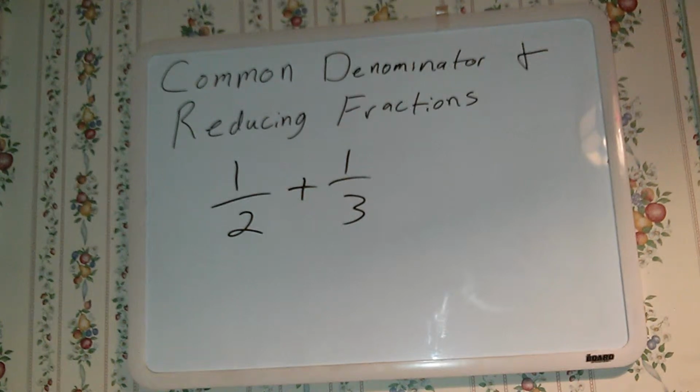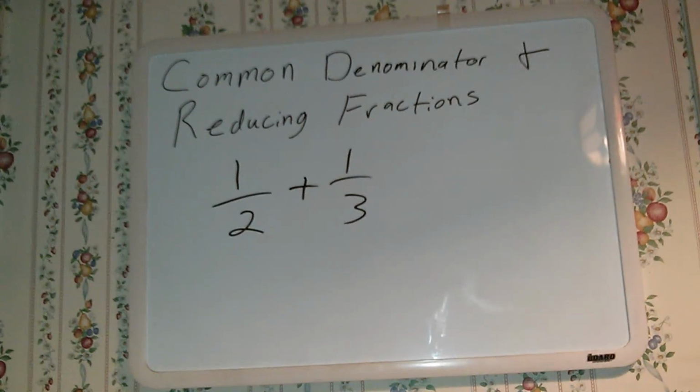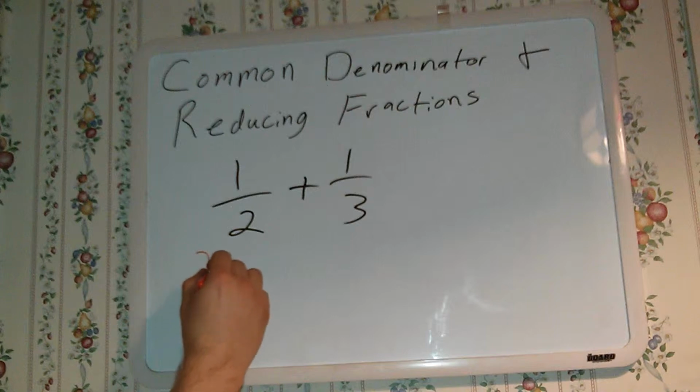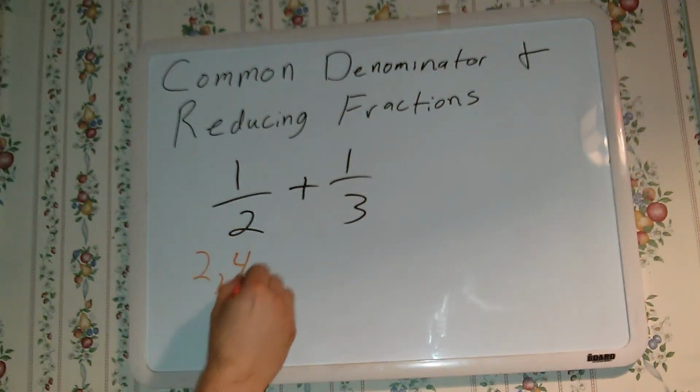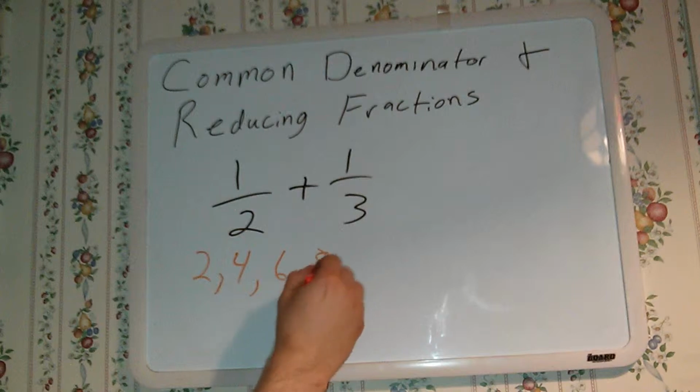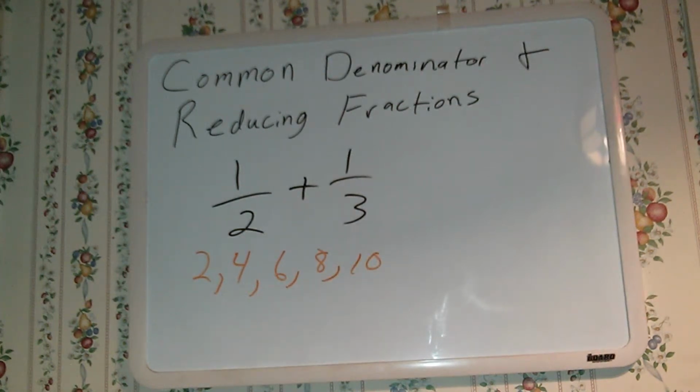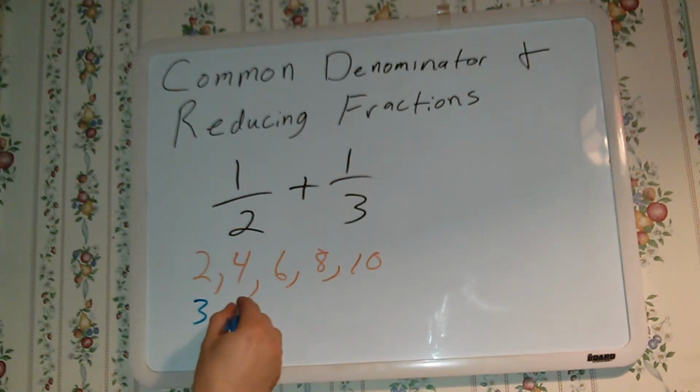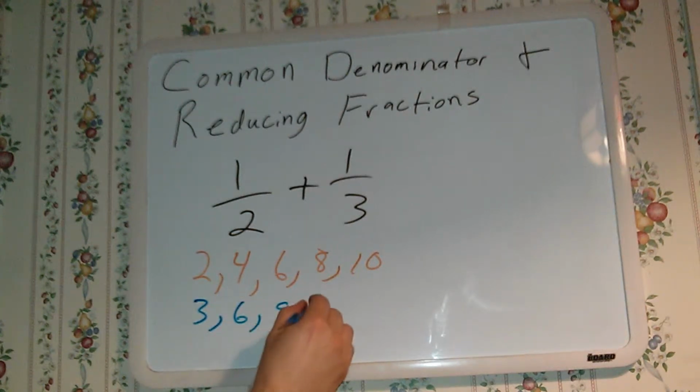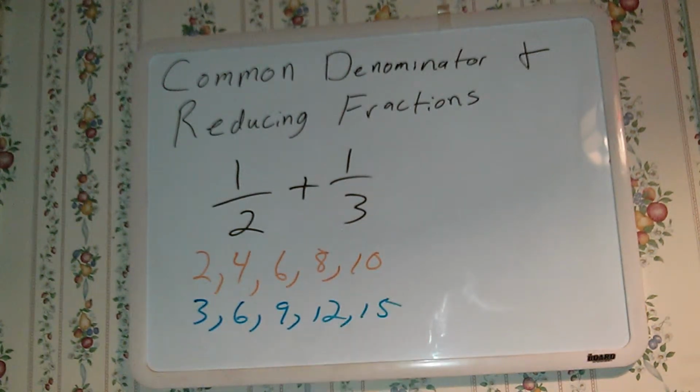This can be kind of time consuming, a little bit of work. That's why sometimes it's easier just to multiply them together and reduce later. But let's start looking at multiples. What I mean by multiples is when we multiply 2 by stuff, what do we get? 2 times 1 is 2, 2 times 2 is 4, 2 times 3 is 6, 2 times 4 is 8, 2 times 5 is 10. Well, let's look at 3. 3 times 1 is 3, 3 times 2 is 6, 3 times 3 is 9, 3 times 4 is 12, and 3 times 5 is 15.